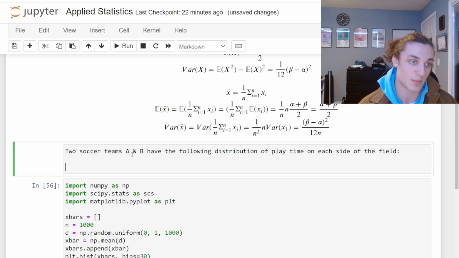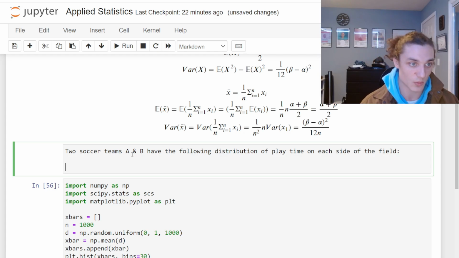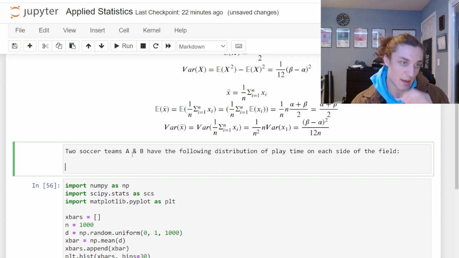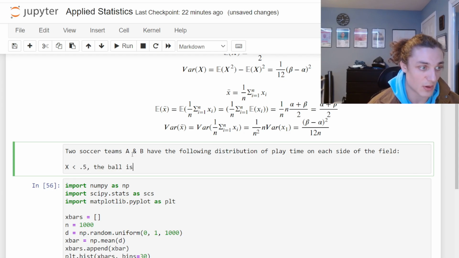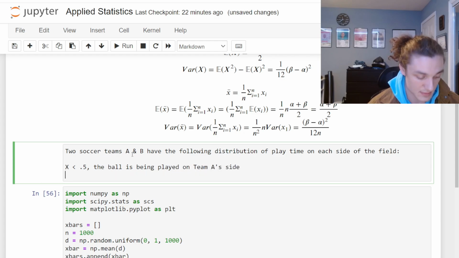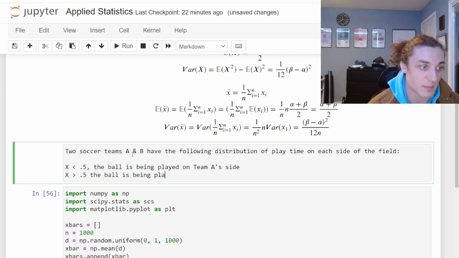So which side of the field is the ball being played on? Is it going to be played on team A's side or team B's side? We're going to denote the center of such a field as 0.5. So if X is less than 0.5, the ball is being played on team A's side. If X is greater than 0.5, the ball is being played on team B's side.